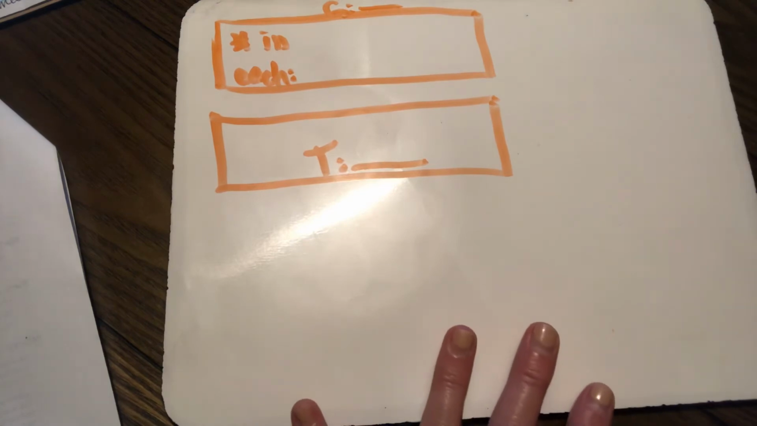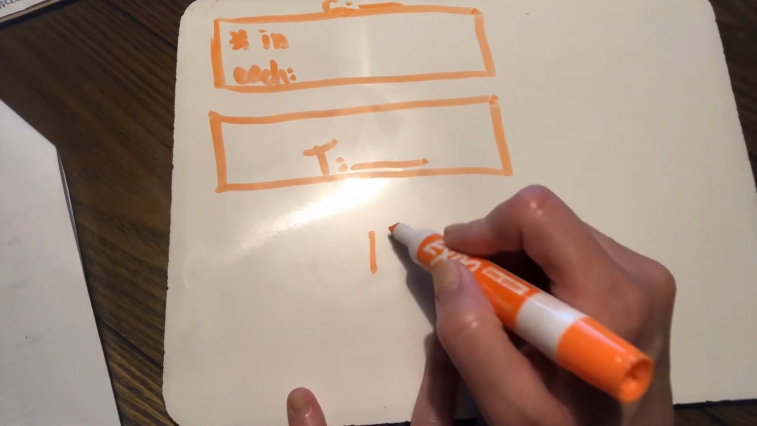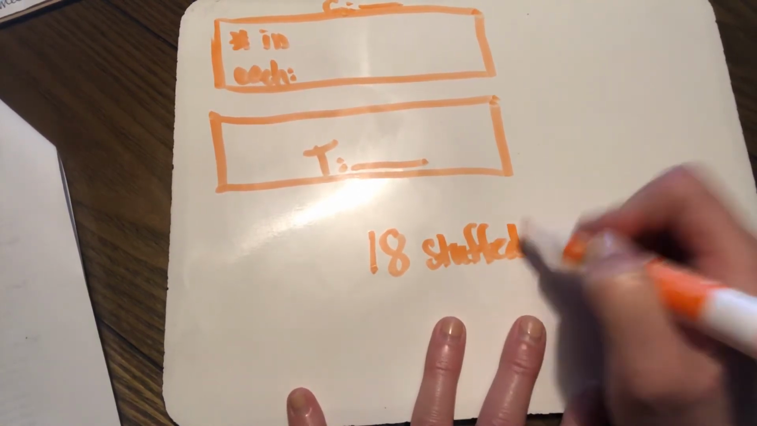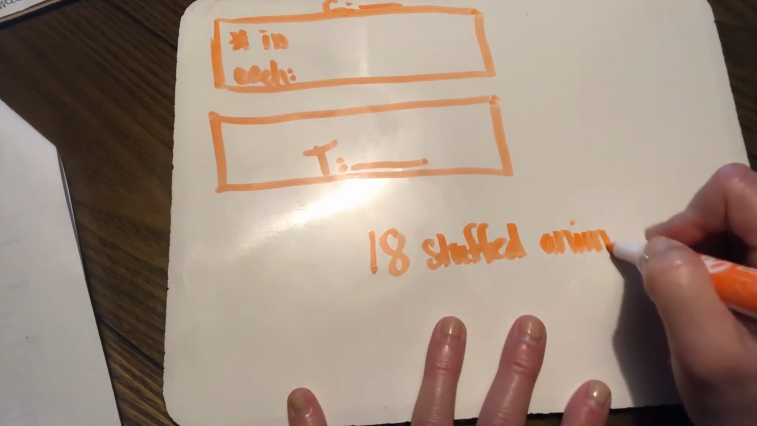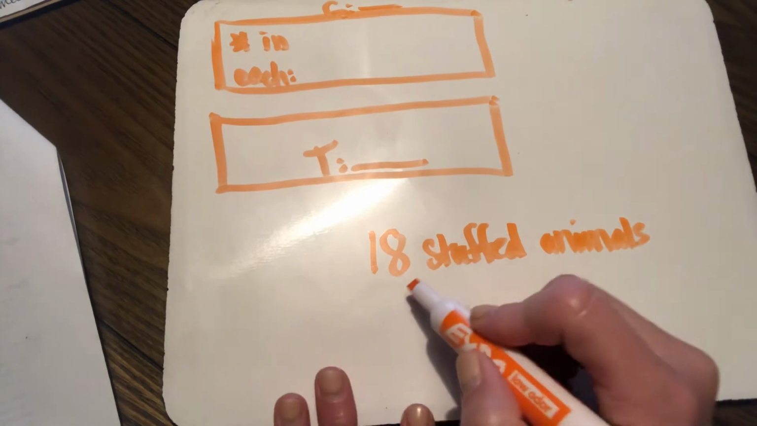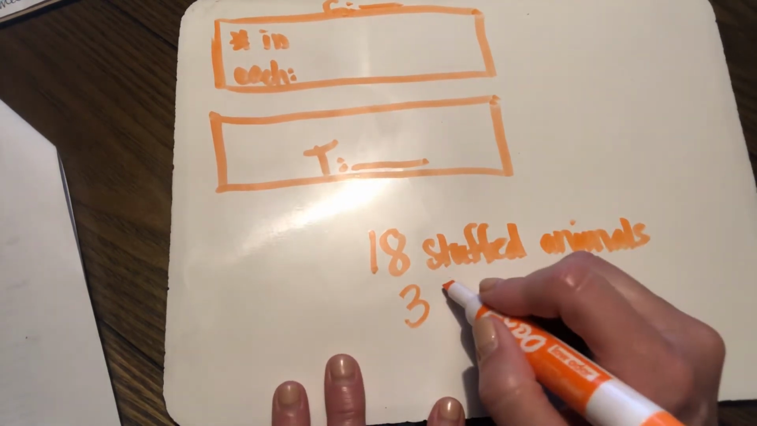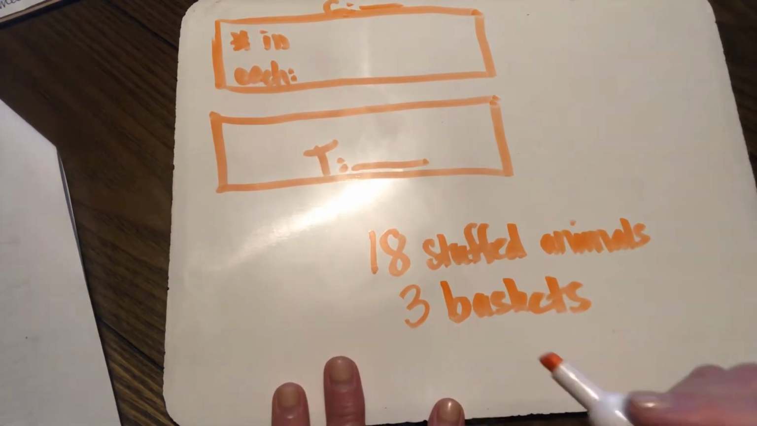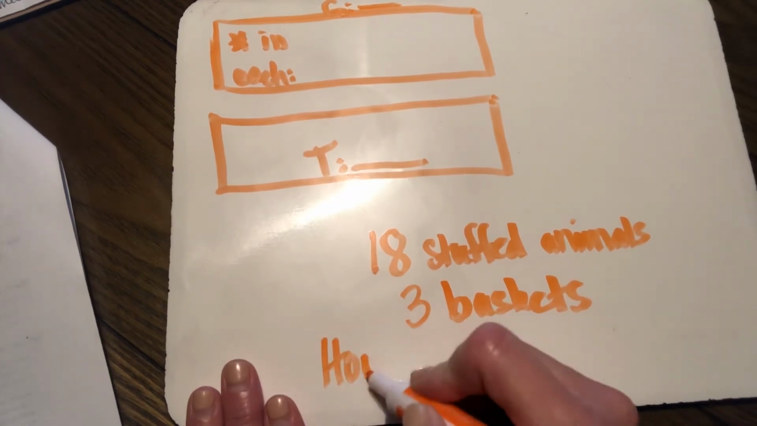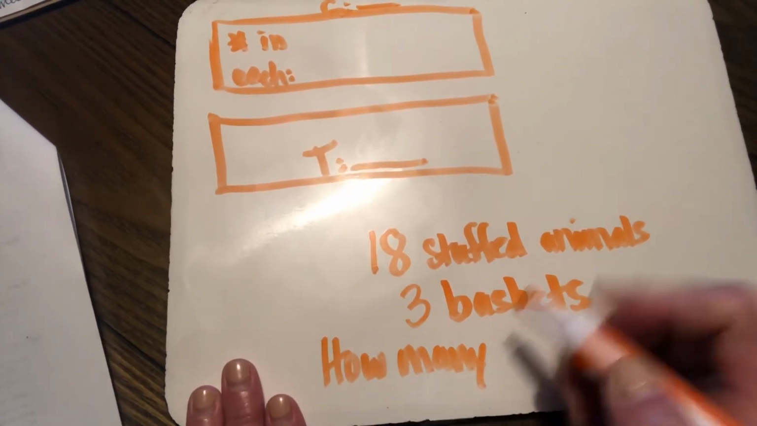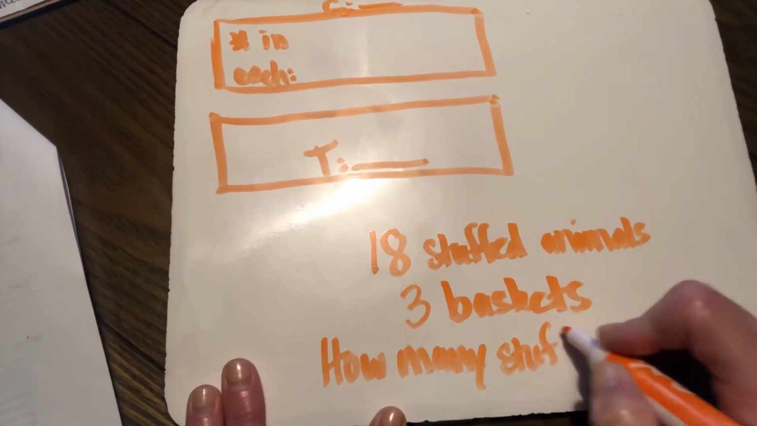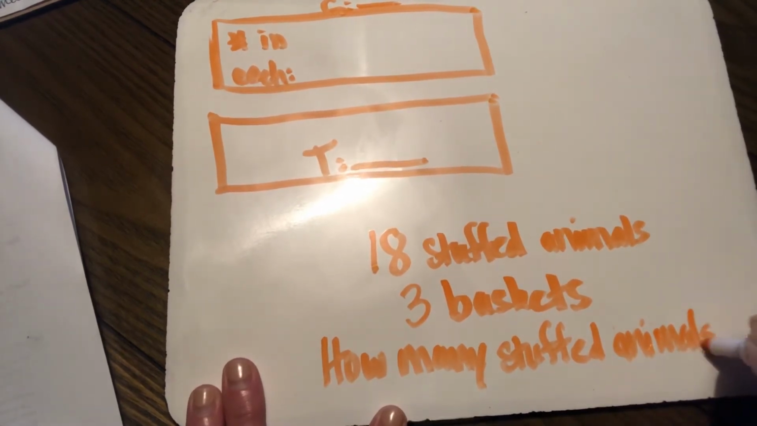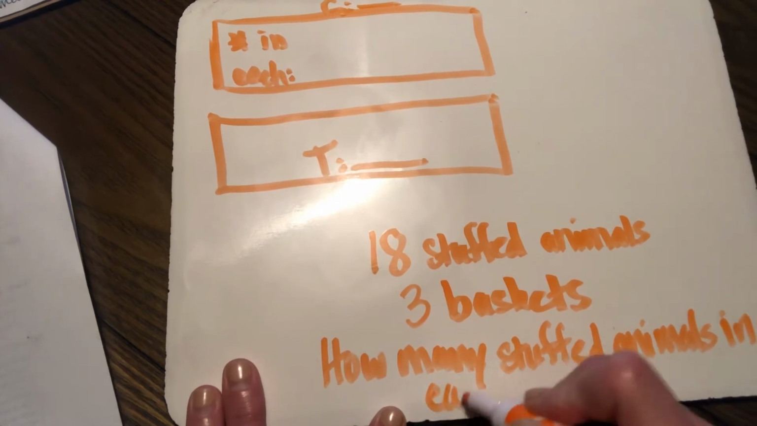All right, then she asked the kids to find all 18 stuffed animals. And she wanted them to divide them evenly into 3 baskets on the shelves beside the couch. How many stuffed animals did they put into each basket? So how many stuffed animals in each basket?